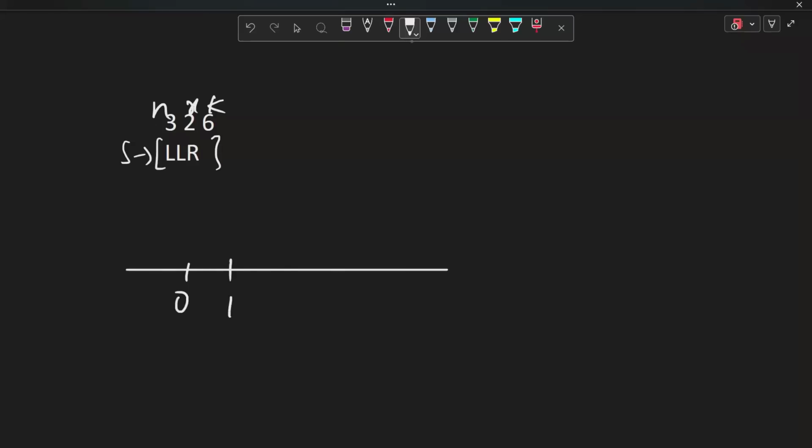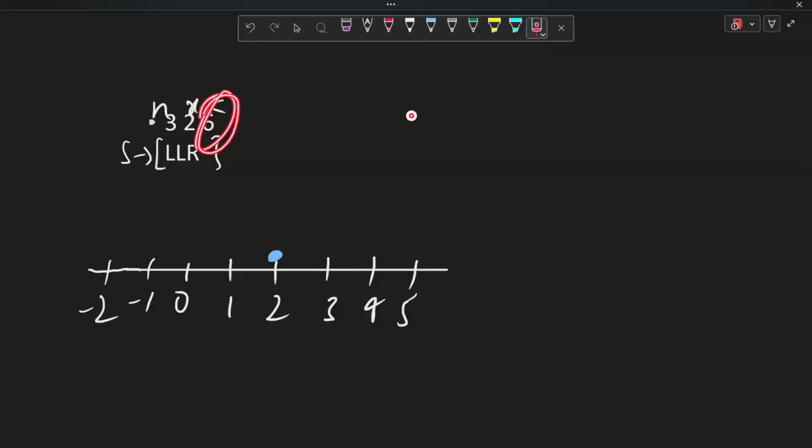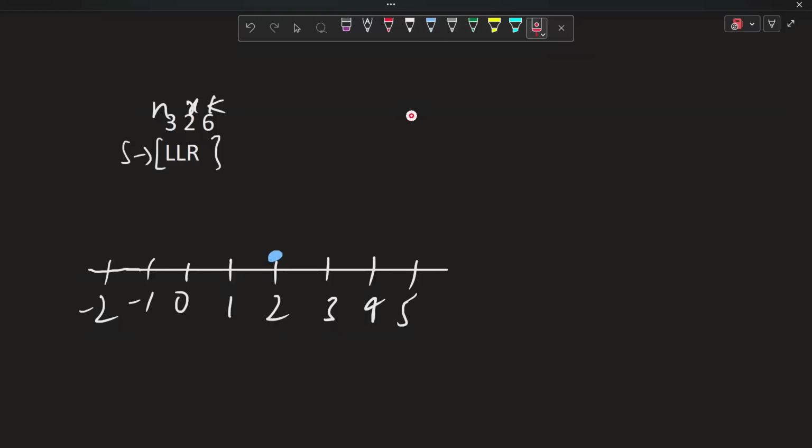Okay, so on the number line, the robot is initially at point 2. Since x is 2, the robot is initially here at point 2. Now it starts executing some sequence of commands like this. Whenever it reaches 0, it just resets. So you need to find how many times the robot reaches 0 in the first 6 seconds. At t equal to 0, the robot is here. After the first second, it executes this command and moves to the left. So now the robot is here.